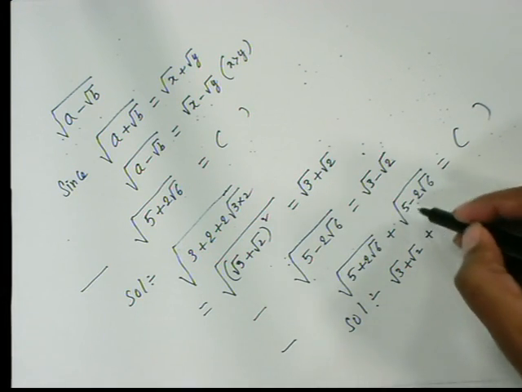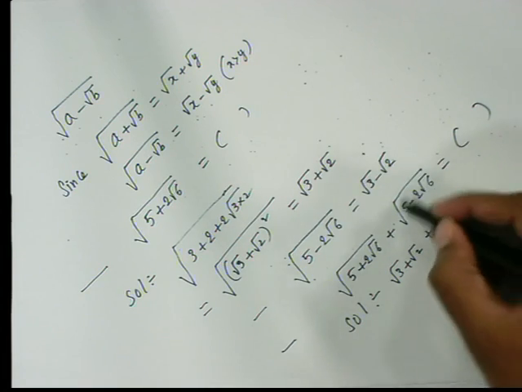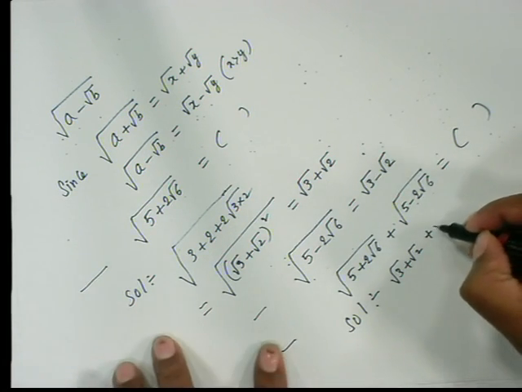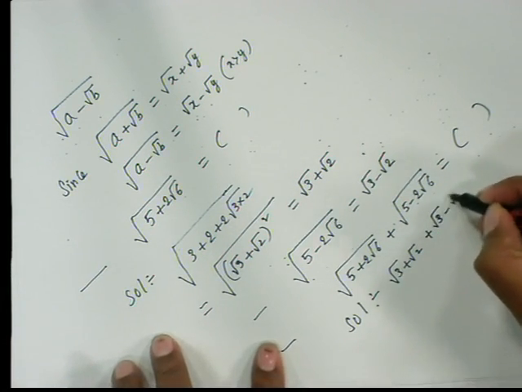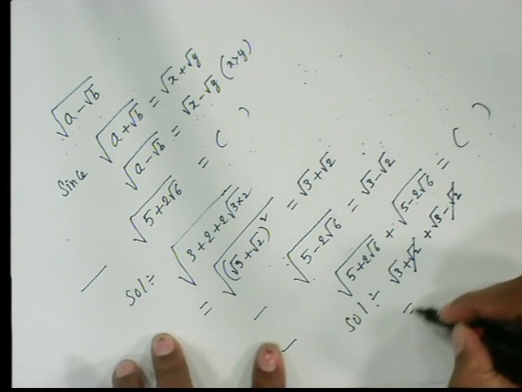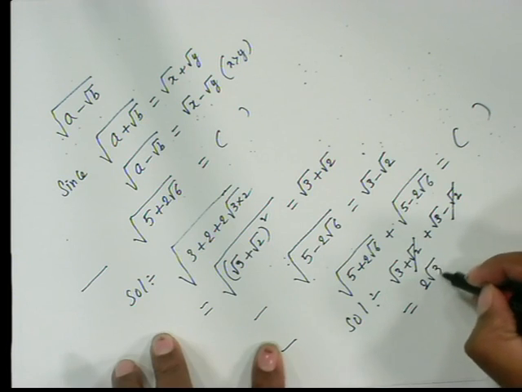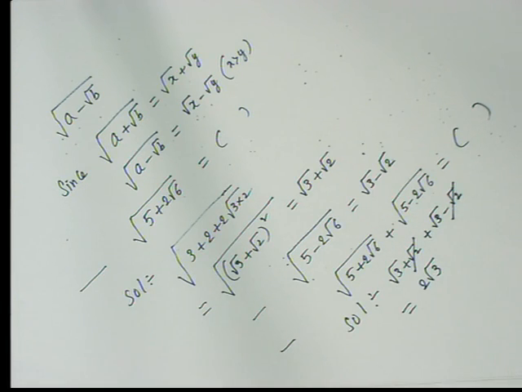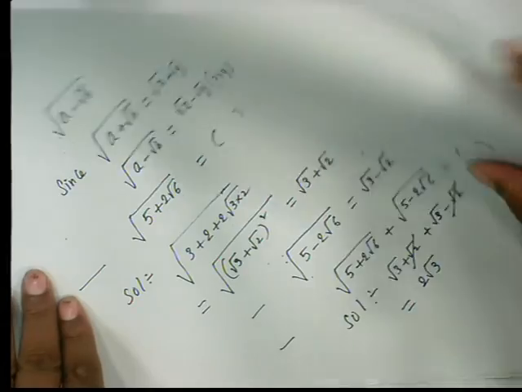In a similar manner, here you have to write the conjugate of this one, that is root 3 minus root 2. Plus root 2 minus root 2 gets cancelled, we get 2 root 3. Followed. Okay.